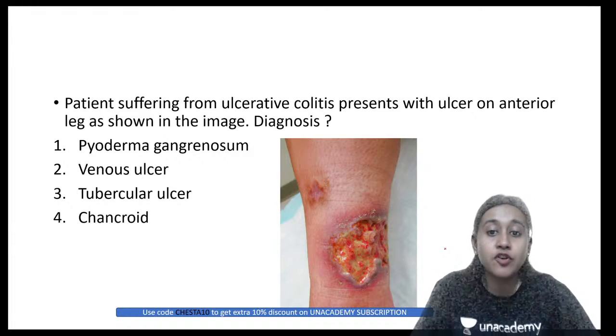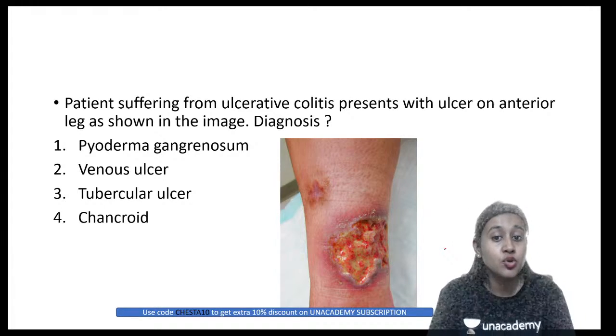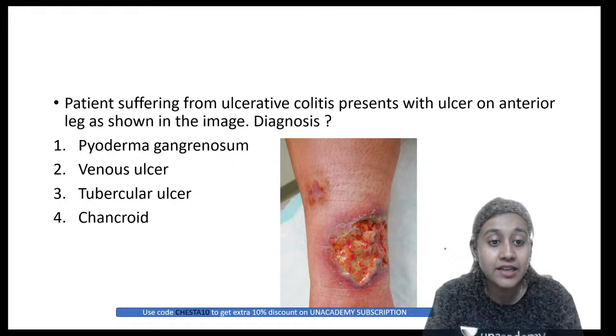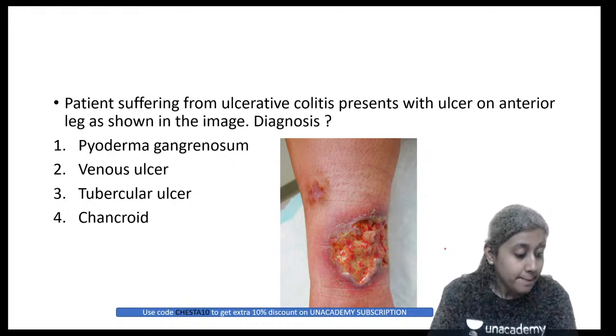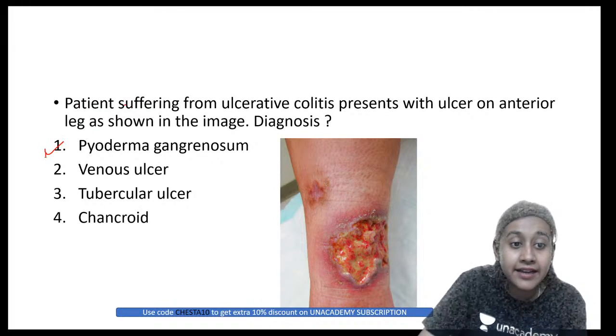The patient suffering from ulcerative colitis presents with an ulcer on the anterior leg as shown in the image. Now you have to tell me the diagnosis. Pyoderma gangrenosum, venous ulcer, tubercular ulcer or chancroid. Very nice. So this is a clear-cut case of pyoderma gangrenosum.